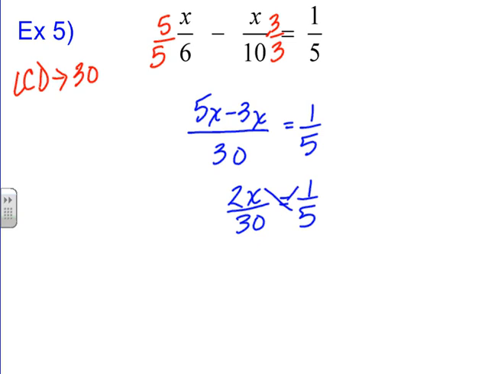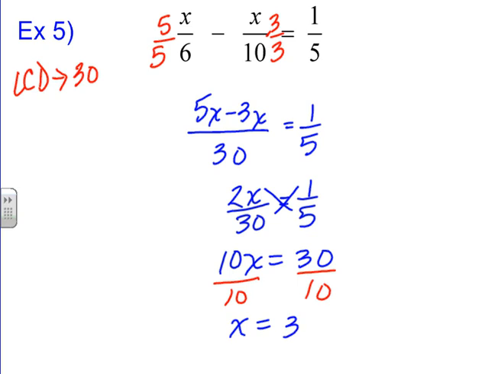And we're at the point where we're going to cross multiply. 2x times 5 is 10x. 30 times 1 is 30. We're then going to divide both sides by 10. And we find out that x equals 3. And again, we said no extraneous solutions, so we're good to go.